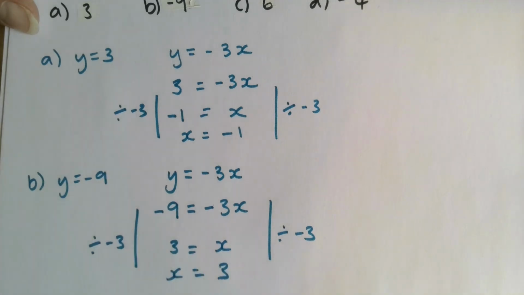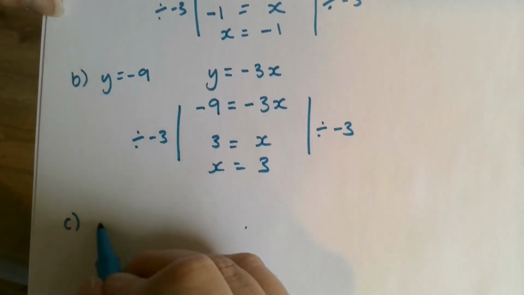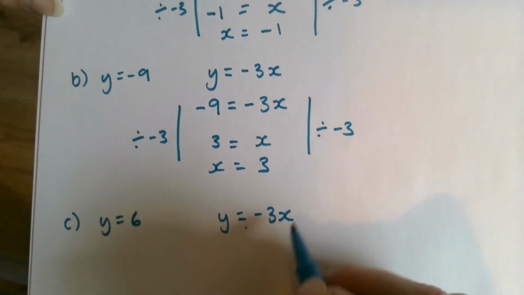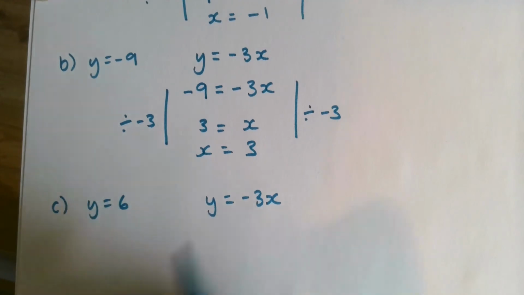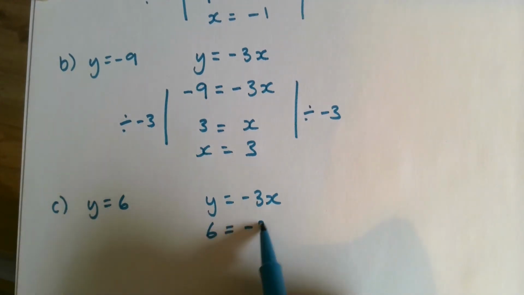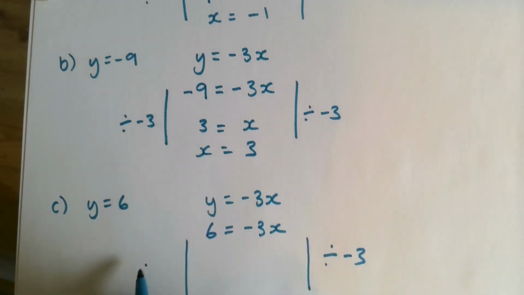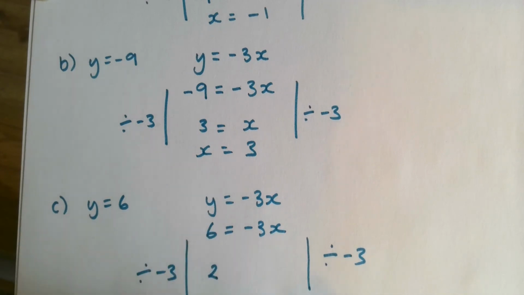Okay, so hopefully you can see what is going on here. For part C, we're told y is 6. So again, I start off with my equation, y equals minus 3x. I know now that y is 6, so 6 equals minus 3x. To solve for x, I have to divide both sides by minus 3. 6 divided by 3 gives me 2. Positive divided by a negative gives me a negative. Minus 3x divided by minus 3 gives me x. So x equals minus 2.